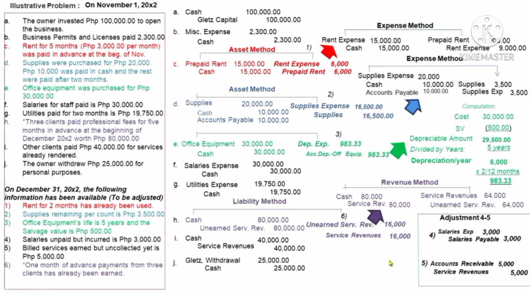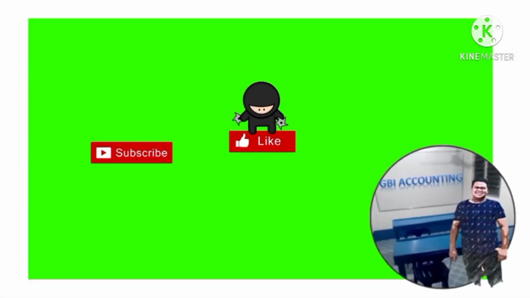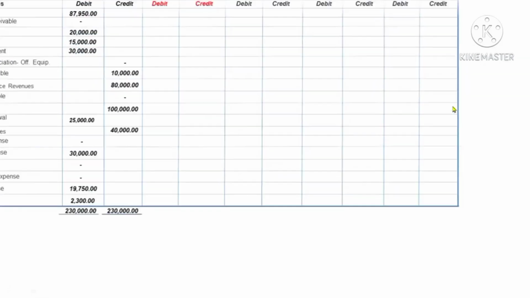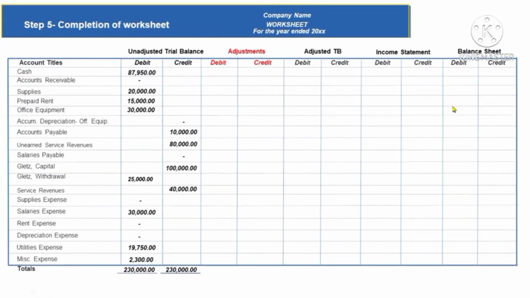Because we adopted on the deferrals, both on the deferred expenses and deferred revenue, the adjusting entries for the liability and asset method, because our illustrative problem is silent on the treatment of such deferrals. Now, let's complete the worksheet. So this is the worksheet with the unadjusted trial balance. Let's now post the adjusting entries.